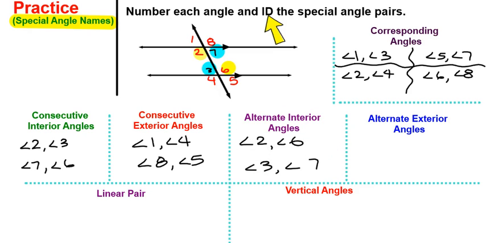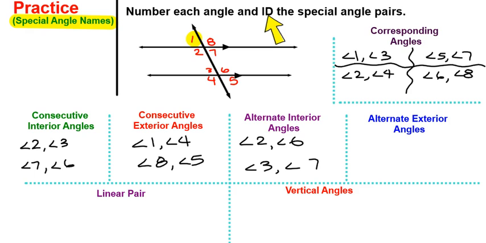Should look something like that. 2 with 6, 3 with 7. Let's erase those guys right there, and let's look for the alternate exterior angles. Exterior, again, is outside of the lines. That's 1 and 8 with 4 and 5.